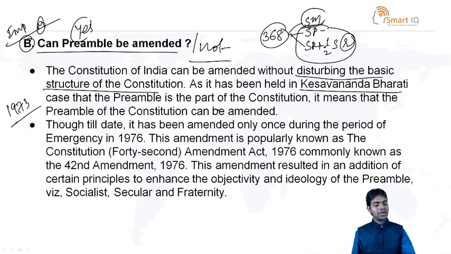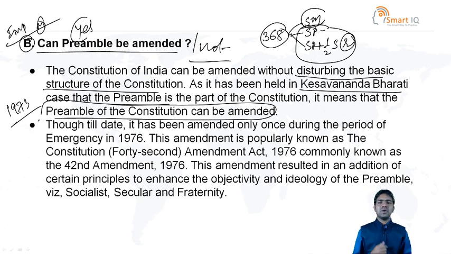that the preamble is a part of the Constitution. It means that the preamble of the Constitution can be amended. Okay, very important. Because it is a part of the Constitution, that's the reason Parliament can amend the preamble. Though till date it has been amended only once.